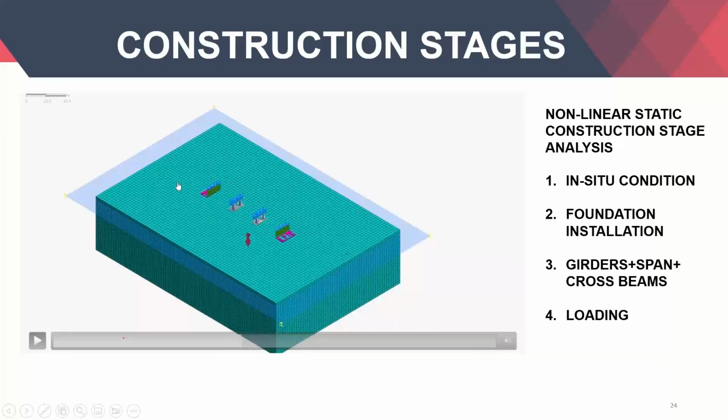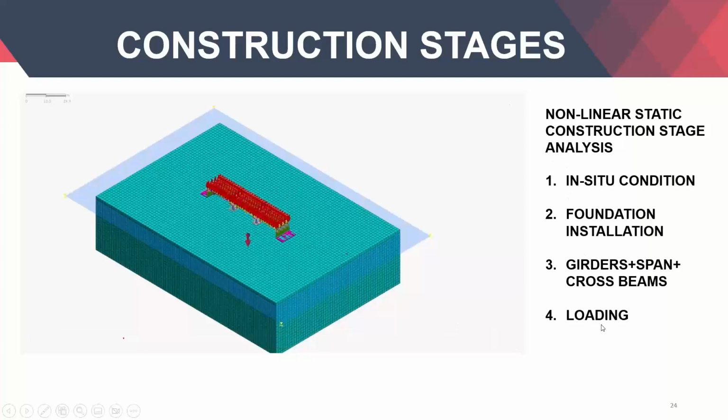After that, the ground will have the foundation elements incorporated into it. That means the piles and the piers and the pier cap. Then the bridge is laid upon, and in the final stage, we activate all the loads on top of the bridge or on the span. So these four will be your construction stages for which we'll try to check the deformation of the ground.